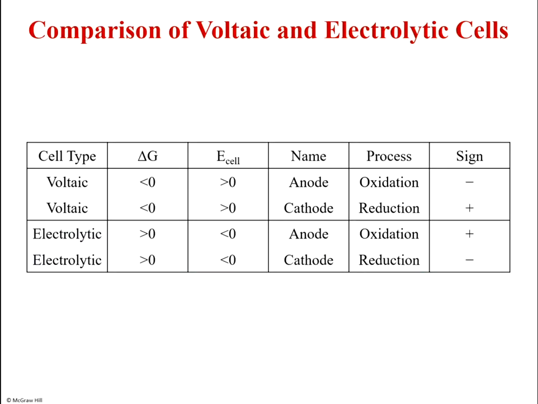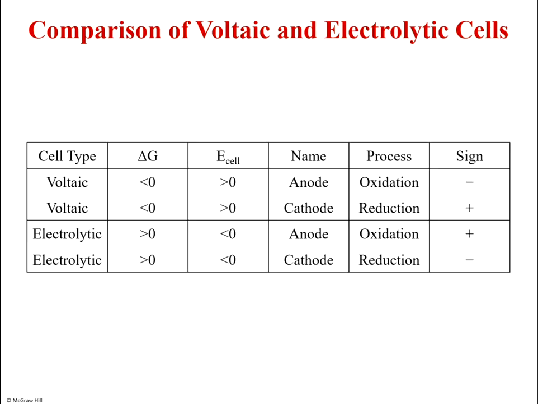Comparing the voltaic and electrolytic cells, we see that for the voltaic cells, delta G is negative, E for our cell will be positive, which we'll go through in more detail in our next video. The anode is where we have oxidation, and that is a negatively charged electrode. The cathode is where we have reduction, and that's the positively charged electrode.